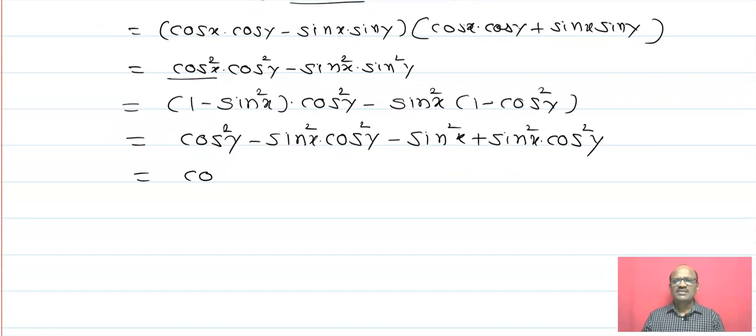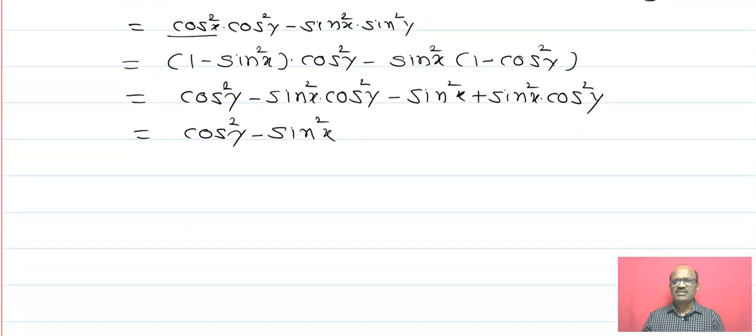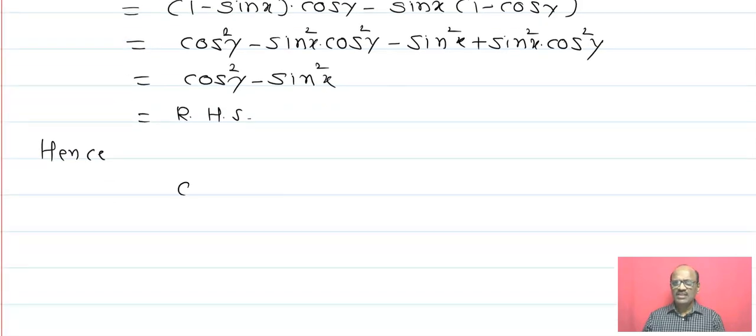Now see this, multiplication is there. That is cos square y minus sin square x into cos square y minus sin square x plus sin square y into cos square y. Therefore, you get cos square y minus sin square x, which is our RHS. And hence, we write the answer to the last.